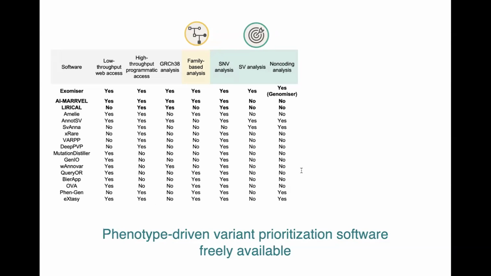These tools differ significantly in their features and capability. While most tools support single nucleotide variant analysis, only a few of them are actually capable of handling both single nucleotide variants and structural variants, and even fewer of them address non-coding variants as well as coding ones. They also differ in terms of licensing, support for the Build 38 human genome assembly, family-based analysis, and programmatic access, which are not consistently implemented across all of these platforms.